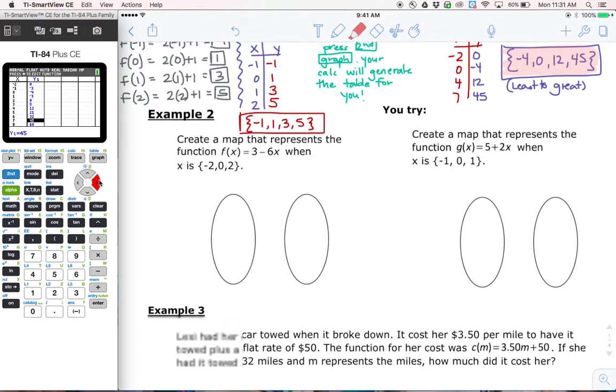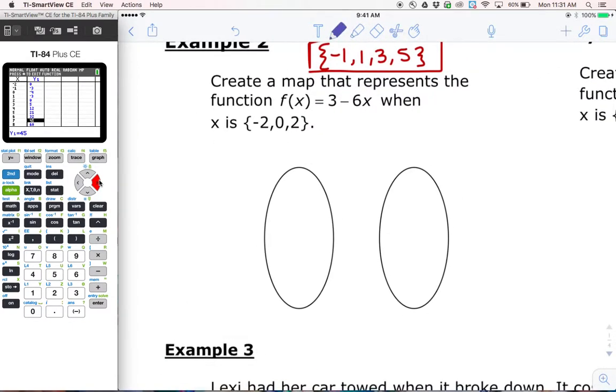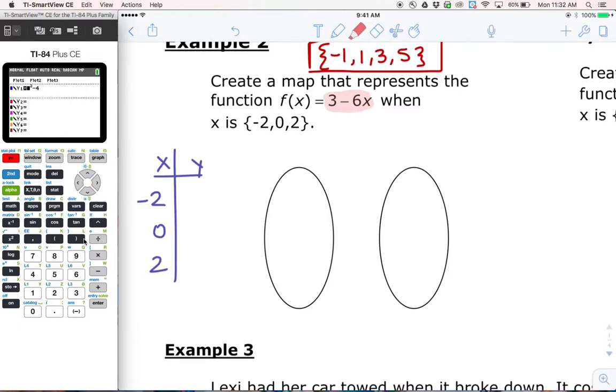All right, we've been given an equation. We're going to make a quick table. We've got x and we've got y. Okay, the x's are -2 and 0 and 2. Here's my equation, 3 minus 6x. So that's what goes in my calculator. Clear this out. We've got 3 minus 6x. I'm going to go to my table, so second graph, and I'm going to fill in my values.